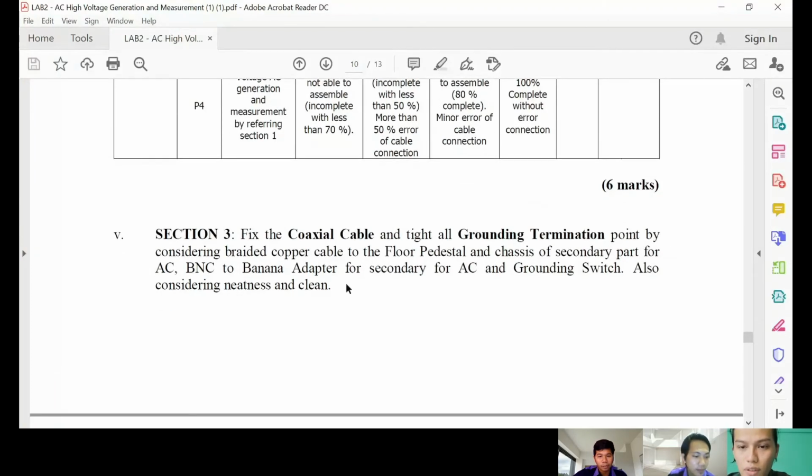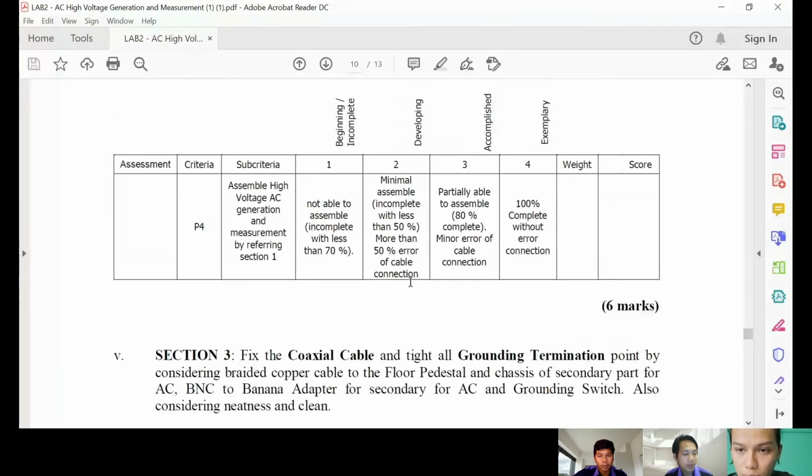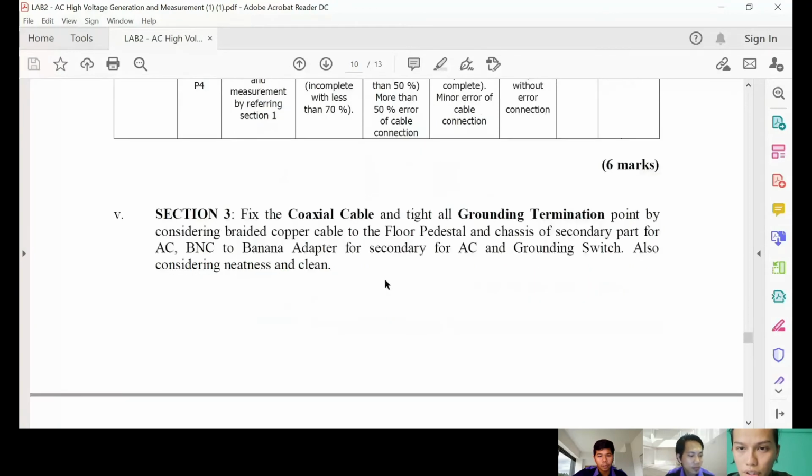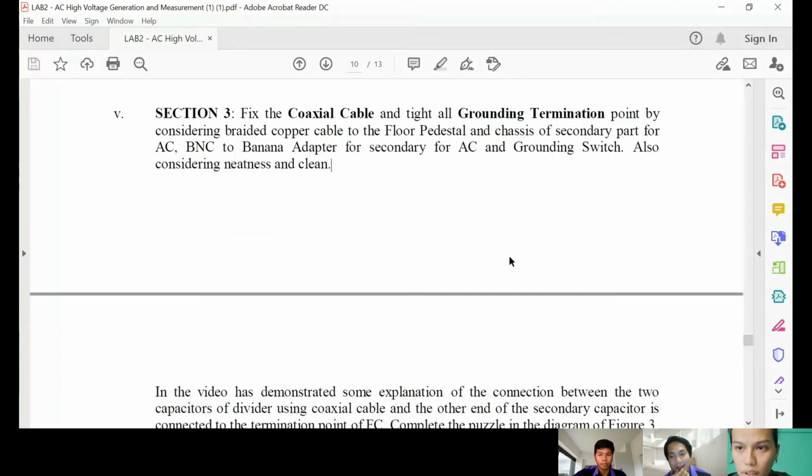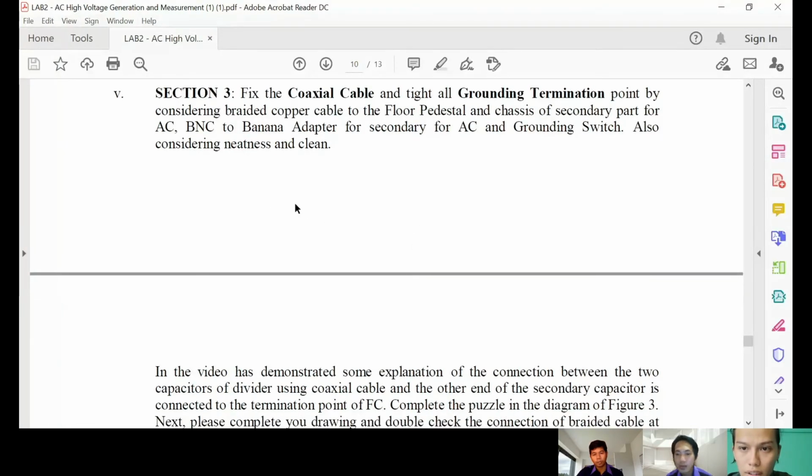Thank you, Asyraf. So for section 3, the question asks to fix the coaxial cable and tighten all grounding terminations by considering braided copper cable to the floor pedestal and cases of the secondary part for AC, BNC to banana adapter, for secondary for AC and grounding switch. Also considering neatness and cleanliness.